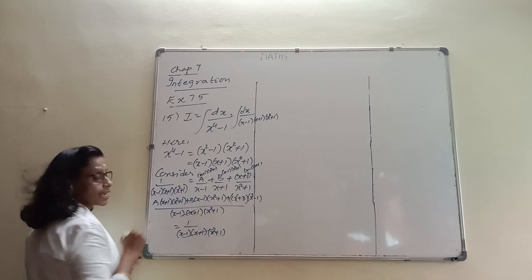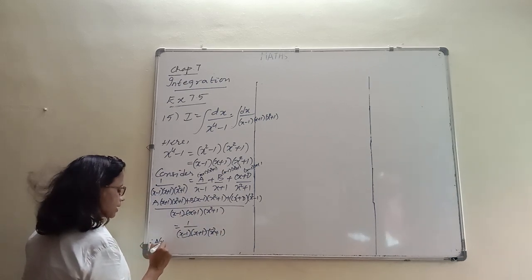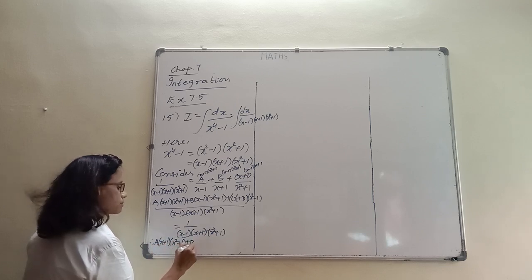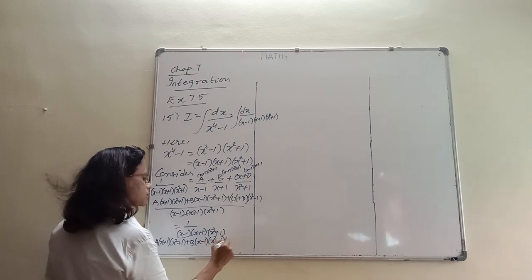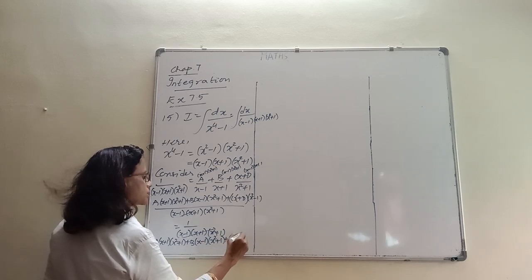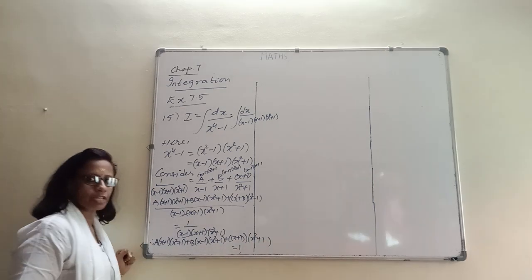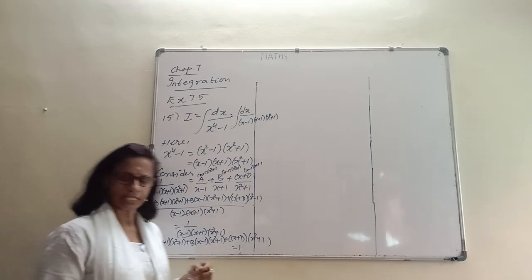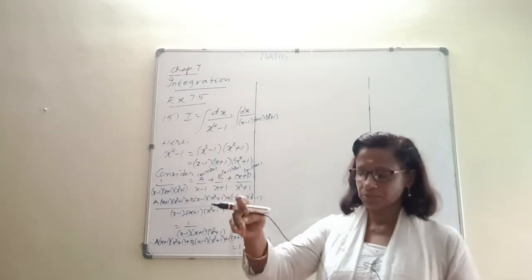The denominators can cancel each other and we are left with a times x plus 1, x squared plus 1, b times x minus 1, x squared plus 1, cx plus d times x squared minus 1, becoming equal to 1. Now it's our task to get the values of a, b and c. So that we do by substitutions. So let's go in for the respective substitutions.